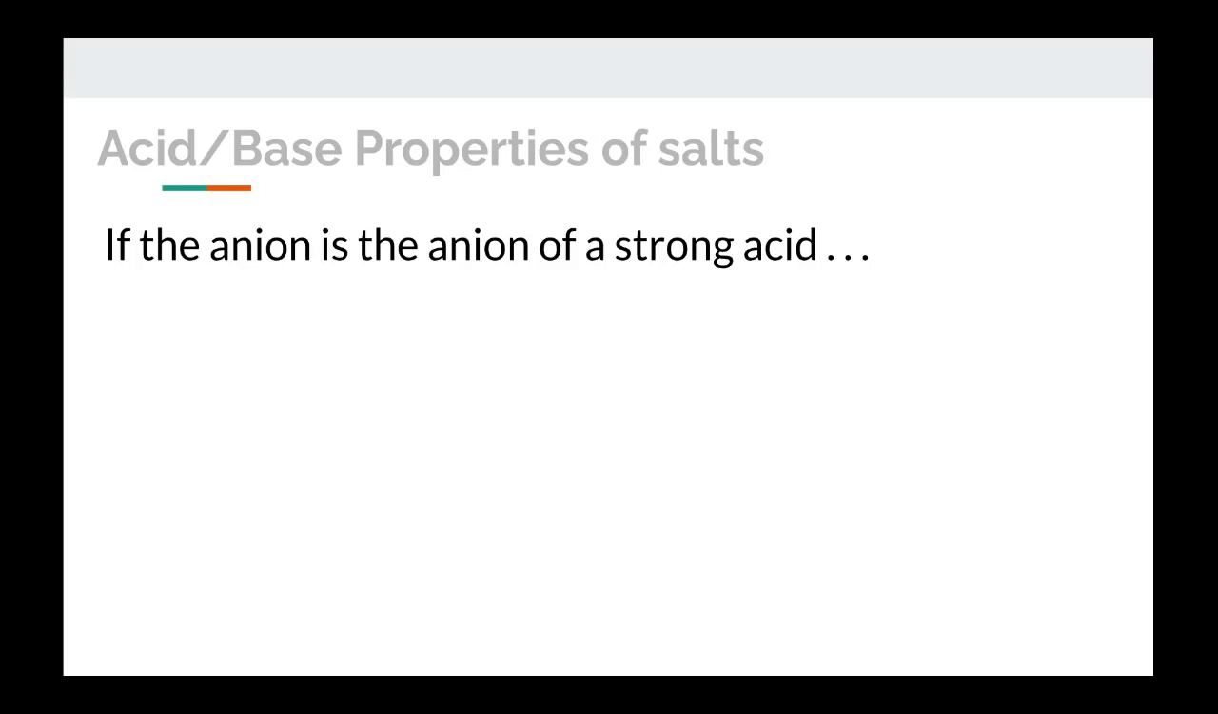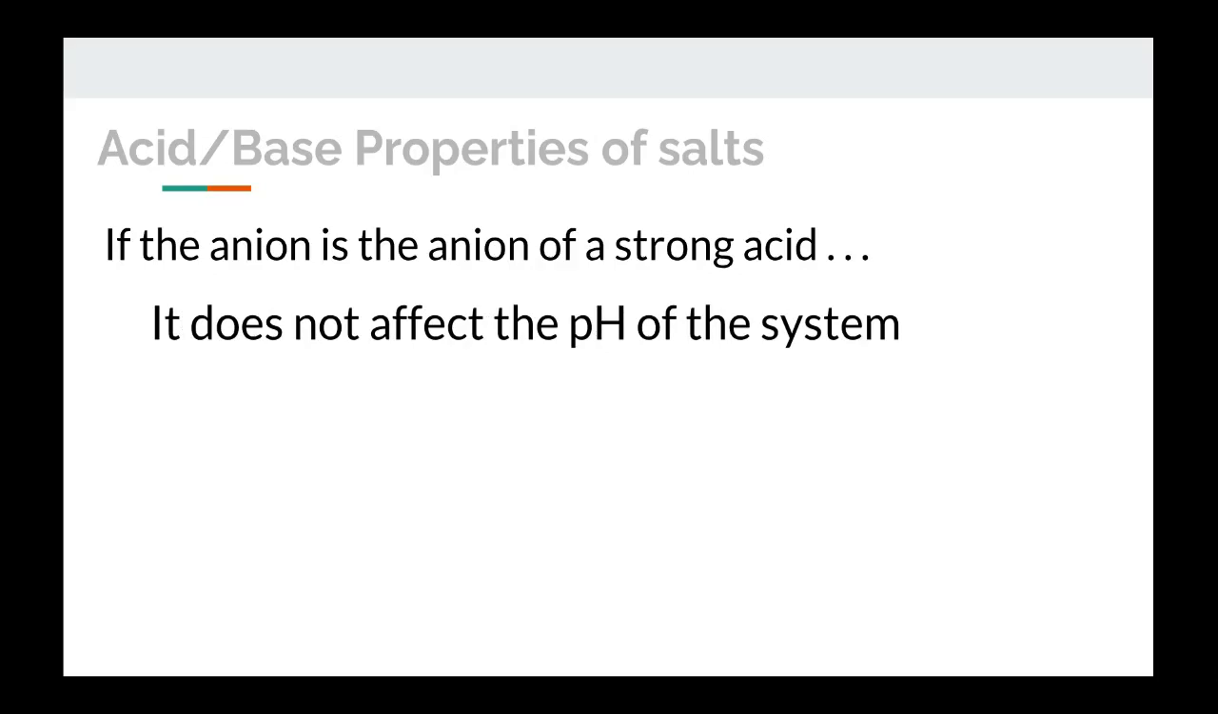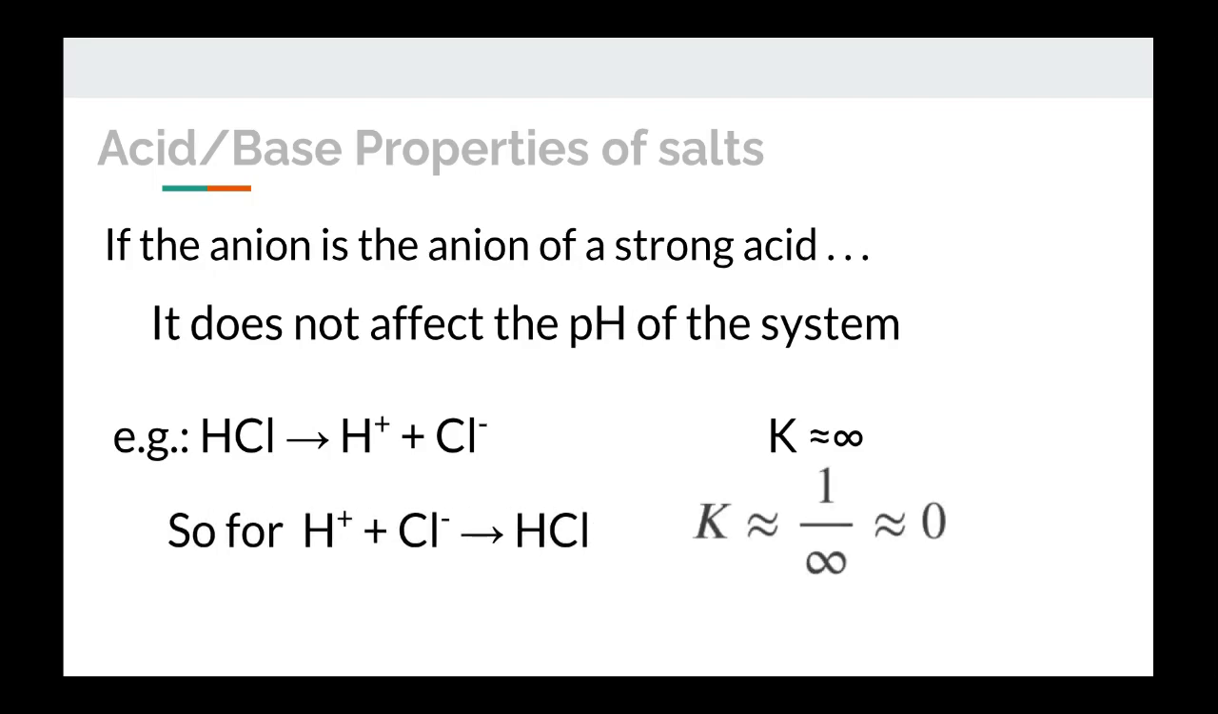And so that means it's going to lower the pH by increasing the concentration of H plus. Now we have to look at anions, and there's 3 different cases here. If the anion is the anion of a strong acid, it does not affect the pH of the system. And this is very similar reasoning to why the cation from a strong base doesn't affect pH. HCl dissociating into H plus and Cl minus is essentially a one-way reaction. So to go in the other direction and take H plus out of the system and raise the pH, that would require shifting to the right when K is essentially 0.